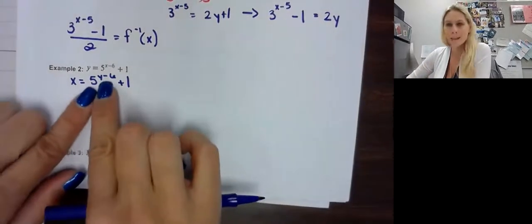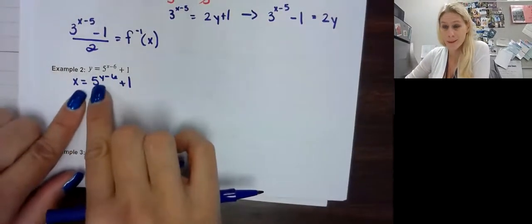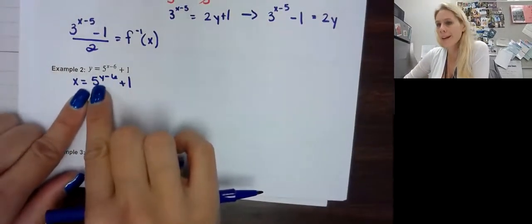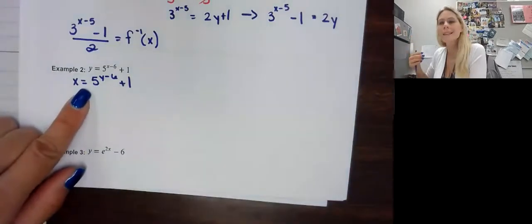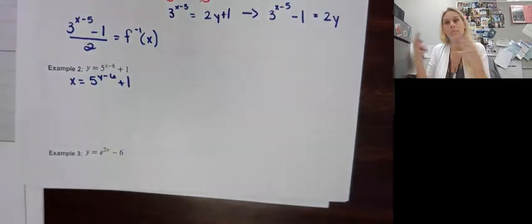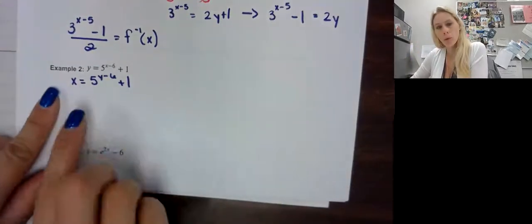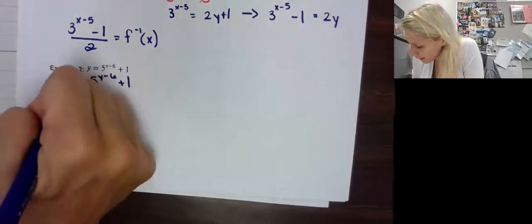Now y is in the exponent, which means I have to get rid of that base 5. But before I get rid of that base 5, I have to move that 1 over, because that 1's not in that package right there. So I have to move that 1 over first. Move that 1 over by subtracting.